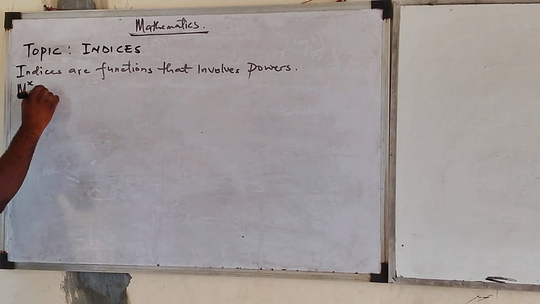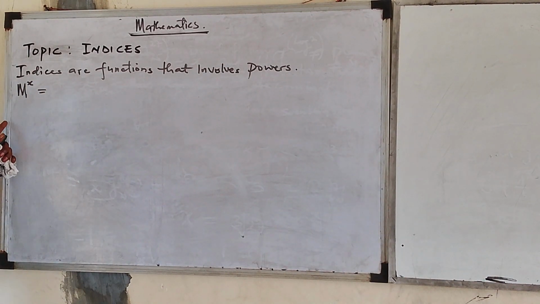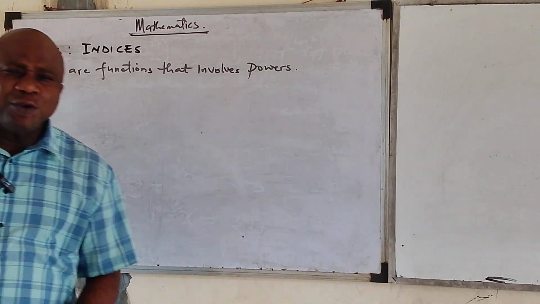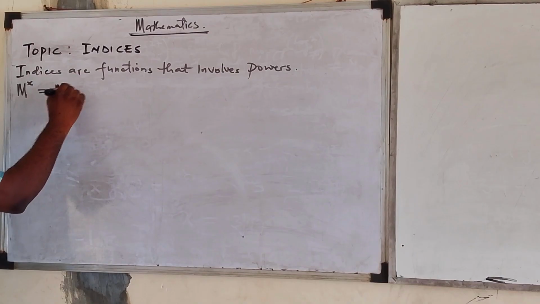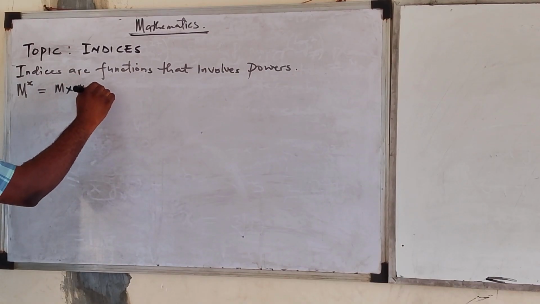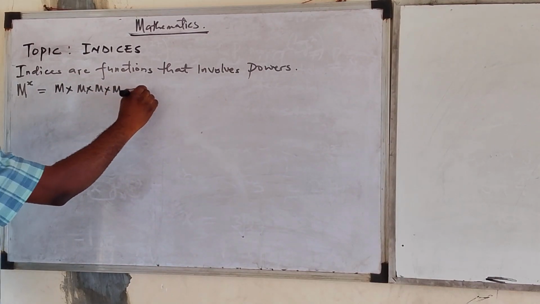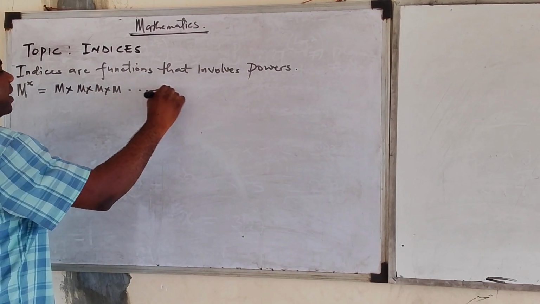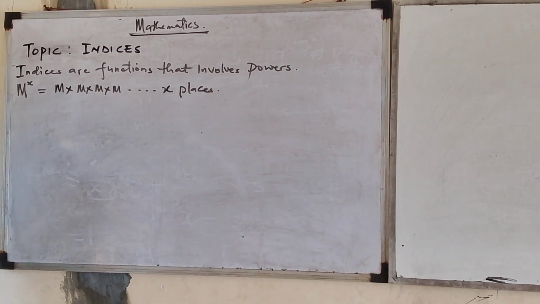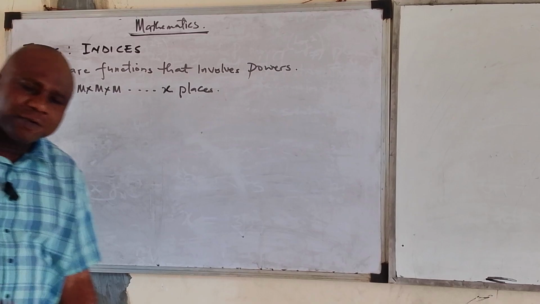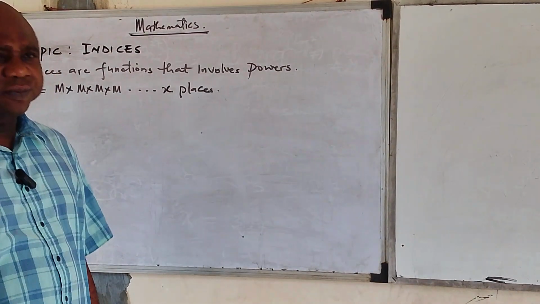Now, let's look at this. M raised to the power of x. Let's look at the meaning of this. The meaning of m raised to the power of x is m times m times m times m continuously in the x places. That is, you multiply m by itself into x places.